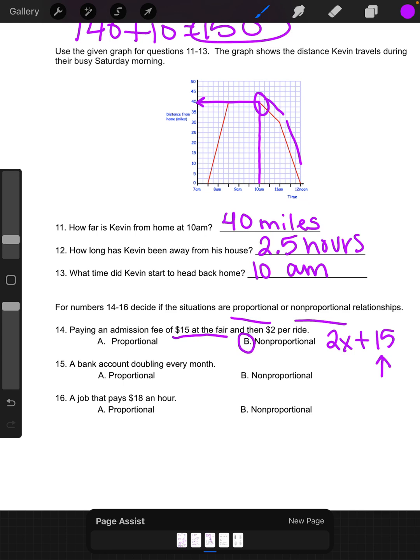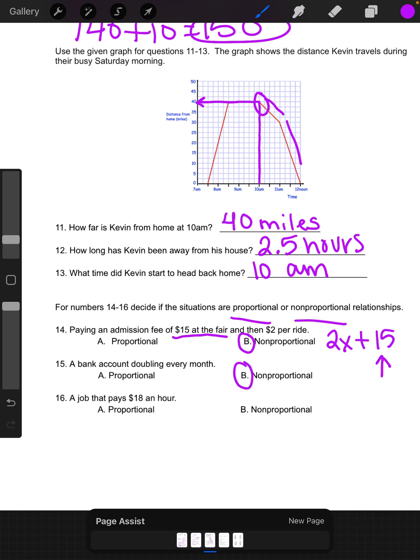All right, my bank account doubles every month. While that may seem like it is going up by the same amount each time, it's not. So let's say I started with $2. The next month I'd have 4, so that's plus 2. The next month I'd have 8, but that's plus 4. The next time I'd have 16, that's plus 8. So it is not going up by the same amount each time. This is actually an exponential function. So it is not linear at all because it would grow like this and not like this. So you want that one to be non-proportional.